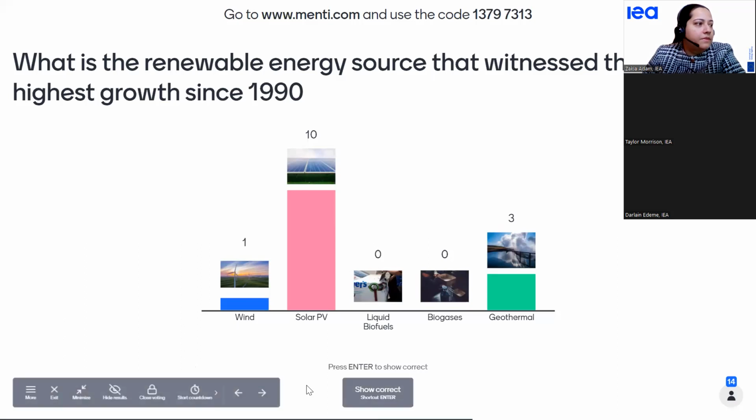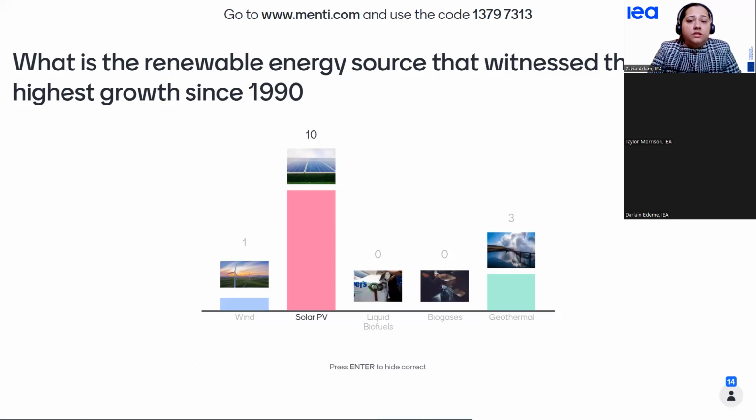Good. So let's look at the right answer. Most of you got it right. Since 1990, it's been solar PV that has witnessed the highest growth. And we'll look into more details in the renewables presentation.